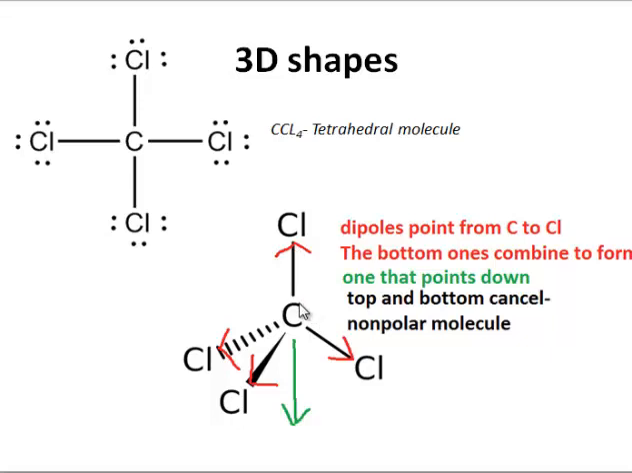So you have one pointing up and these 3 pointing down in a pyramidal type of arrangement. These 3 bottom ones combine to form this one that points down. And then the top and the bottom dipoles cancel. CCl4 is a nonpolar molecule.